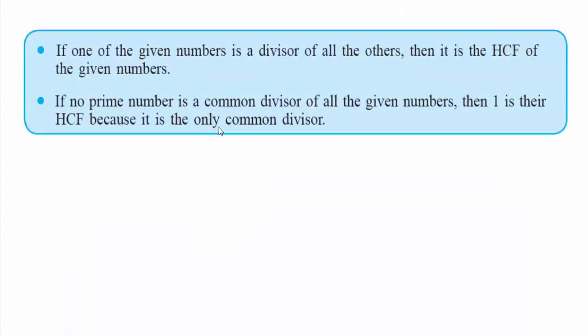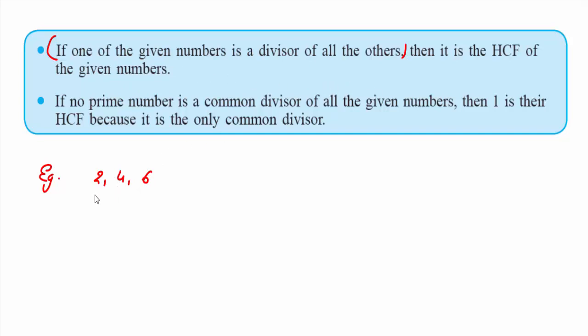Students, the next important part is that if one of the given numbers is the divisor of all the others, what is the meaning of this statement? What is given here? If one of the given numbers is the divisor of all the others, then it is the HCF of the given numbers. What does it mean? For example, let me take some numbers. If you take the numbers 2, 4 and 6, now we need to find the HCF.